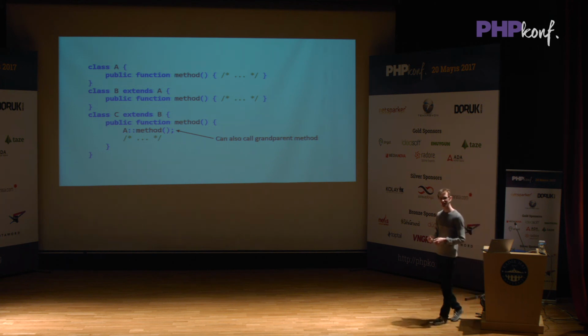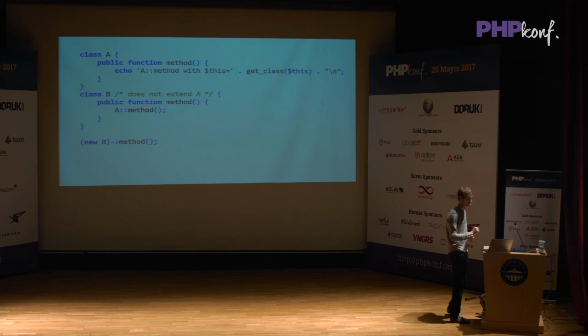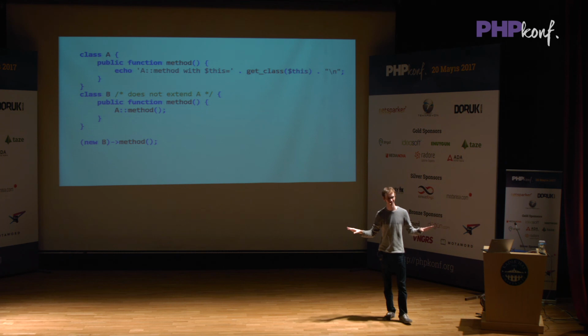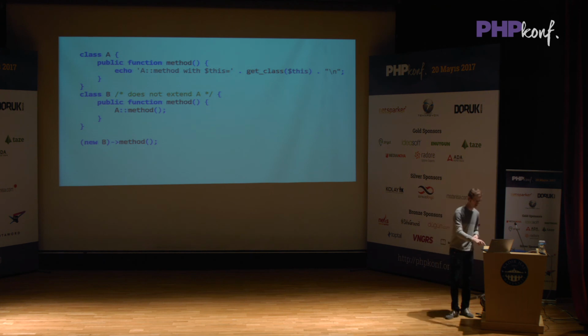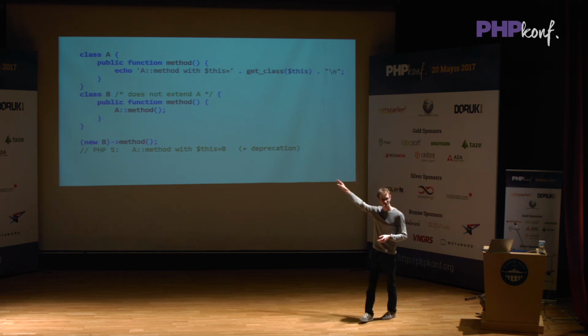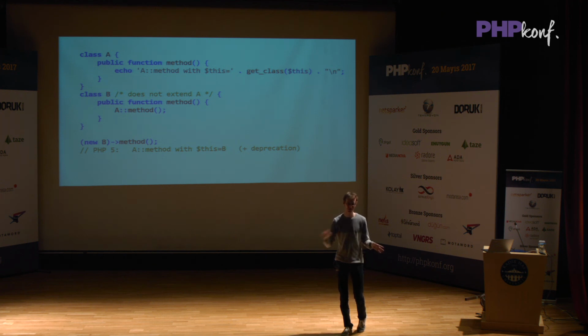Probably the most interesting case is what happens if you don't have this kind of inheritance hierarchy and you have two completely unrelated classes and you try to do this. So if we have something like this here, A and B are completely separate, but we still try to do the same thing. And what happens now depends on the PHP version. In PHP 5, this actually worked. The method on A would be called, but the value of this would be the class B, even though it's not related to A at all.